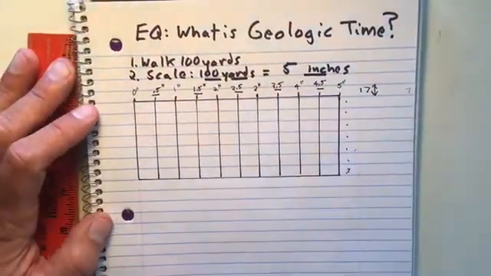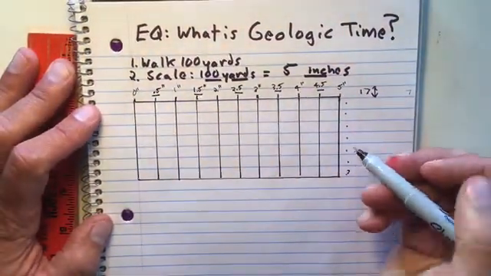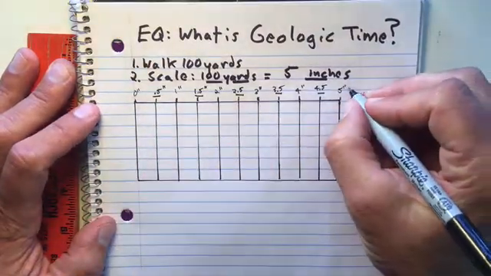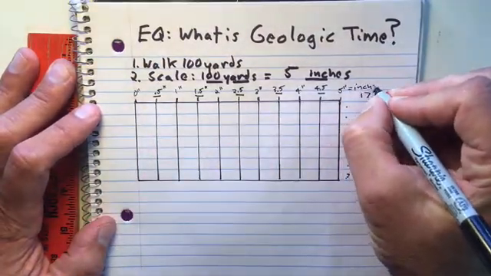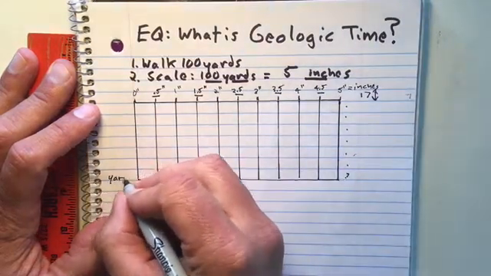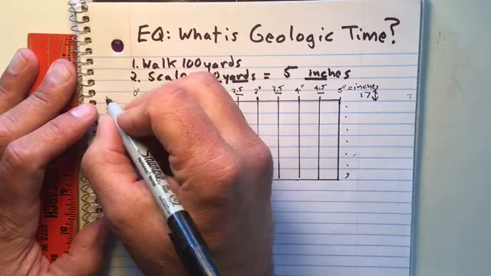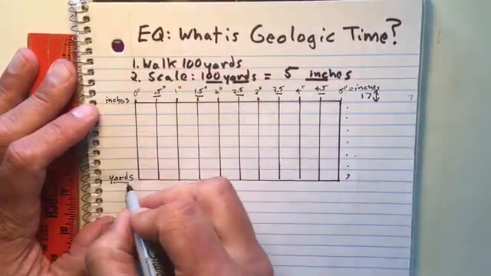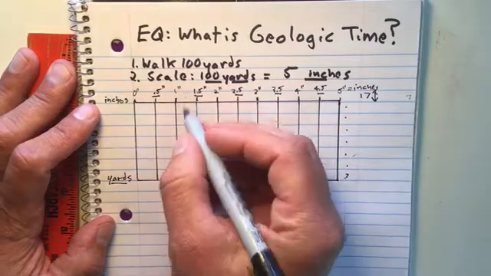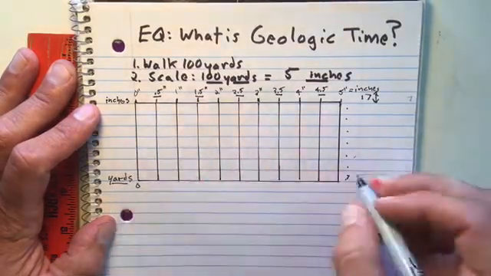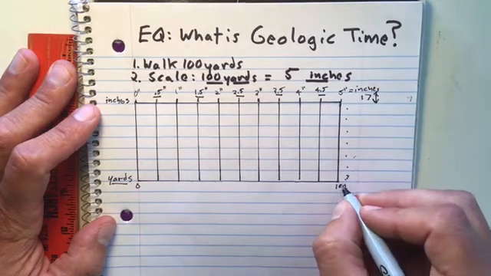Okay, there's our scale. And we're going to label it. Here's another question for you. Up here we have inches, right? These equal our inches. Down here we have yards. Again, up here we have inches on one part of our scale, and down here on the bottom we have yards. If we labeled out 100 yards, here's 0, and here's 100.